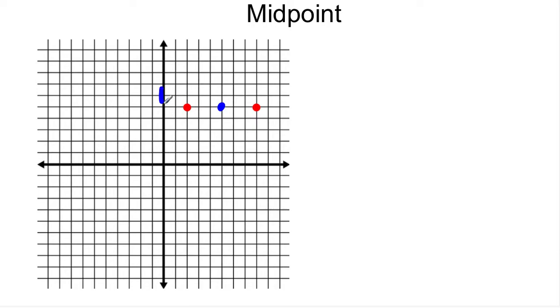So this red point here, this looks like it's 2, 1, 2, 3, 4, 5, so 2, 5. This point looks like it is 8, 5. And so that means 2, 3, 4, 5. This point is 5, 5.